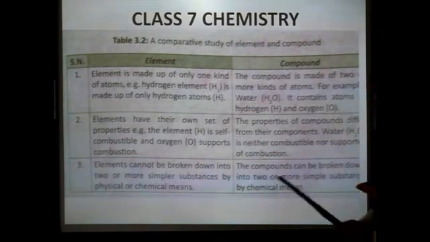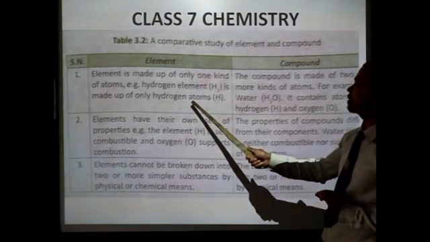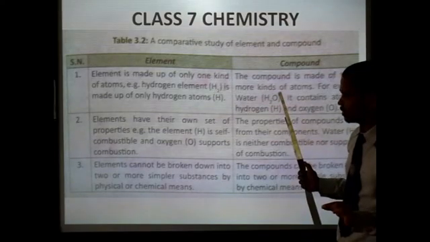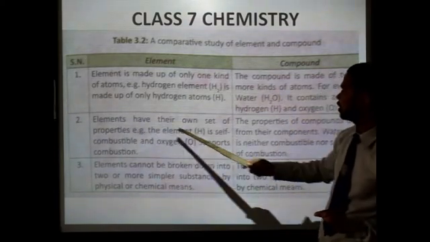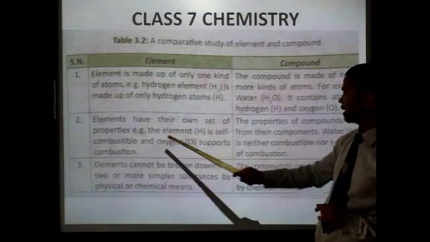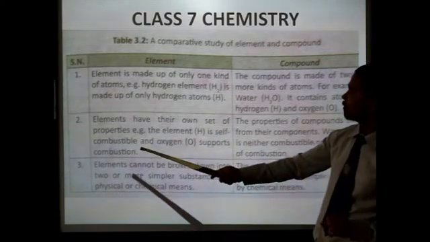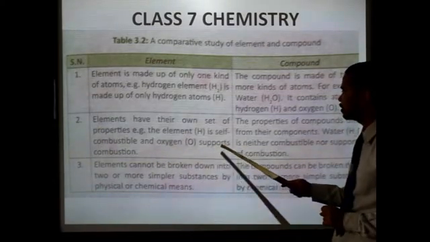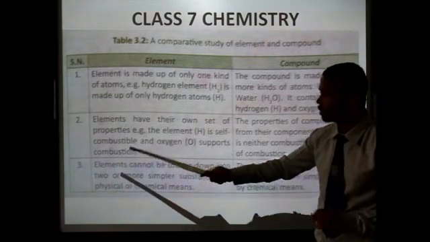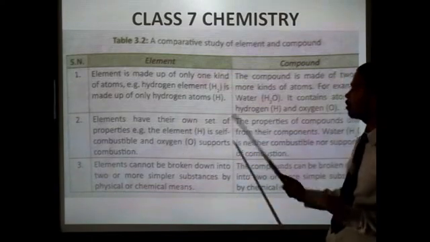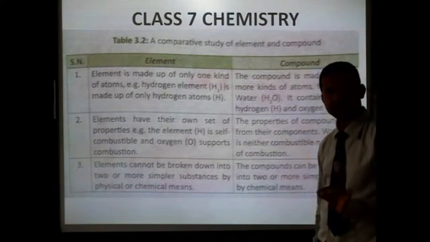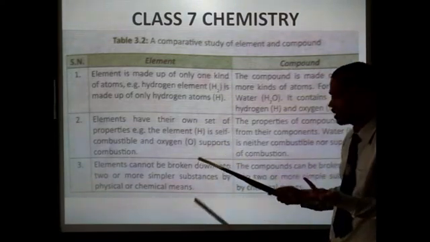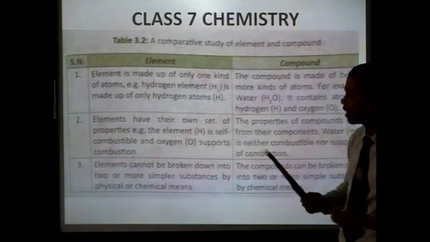So what is the first difference? Elements are made of the same kind of atoms. Compounds are made of different kinds of atoms. Elements have their own set of properties. For example, hydrogen is combustible and oxygen supports combustion. So elements have their own set of properties.